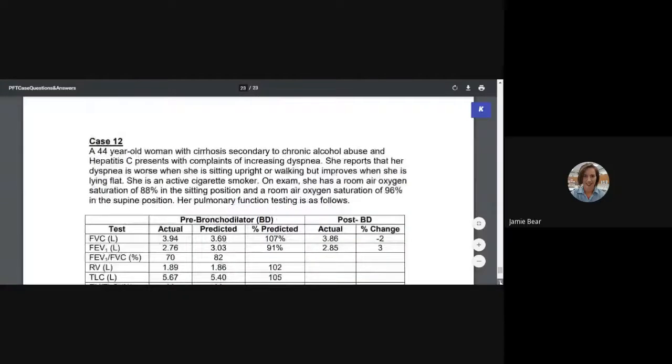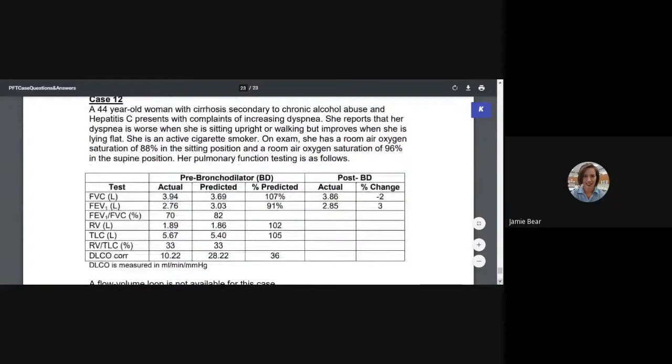Upon further evaluation by a neurologist, she was found to have muscular dystrophy. Okay, last case. We have a 44-year-old woman with cirrhosis secondary to chronic alcohol abuse and hepatitis C. She presents with complaints of increasing dyspnea. She reports that her dyspnea is worse when she is sitting upright or walking, but improves when she is lying flat, and that's called platypnea.